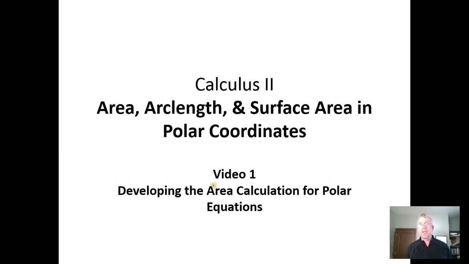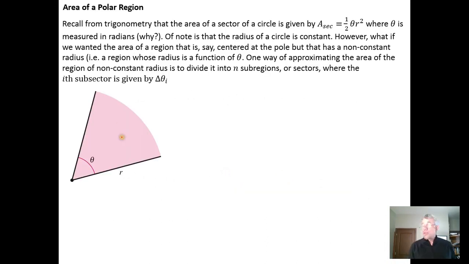So in this video we're going to develop the formula that we need to use to calculate the area of a region that's been described with a polar equation. And the tool that we're going to use is the area of a sector formula that's developed in trigonometry. So what we want to remember is that if we have a sector of a circle that's been swept out, we know how to calculate the area of an entire circle. The area of an entire circle is just pi times the square of the radius.